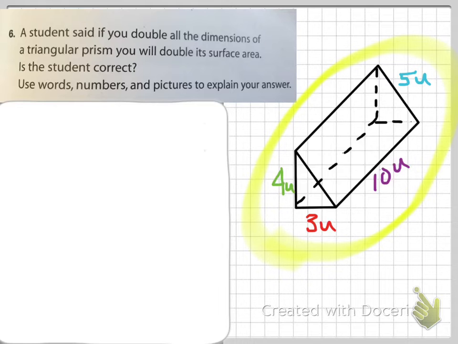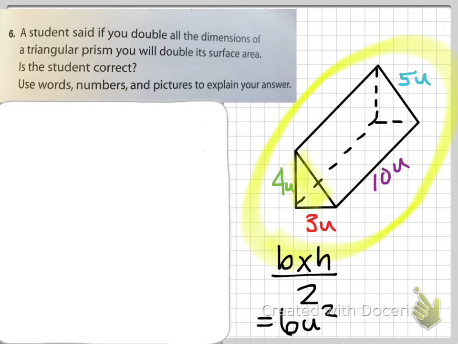So if we look at this triangle face on the front here, and we wanted to calculate the surface area of that face as it stands, we know the surface area of this face is base times height divided by 2. And with the values that we have, that would give us 3 times 4 is 12, and then divided by 2 would be 6 units squared. So as it stands, the triangle faces of this prism have a surface area of 6 units squared each. That means this one has an area of 6 units squared, and this one over here also has an area of 6 units squared.